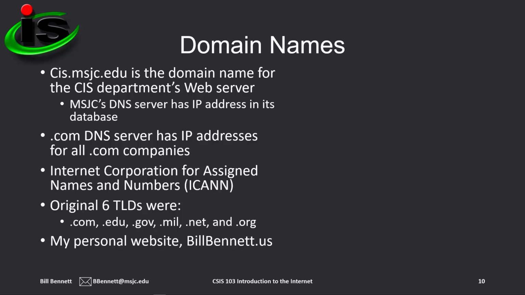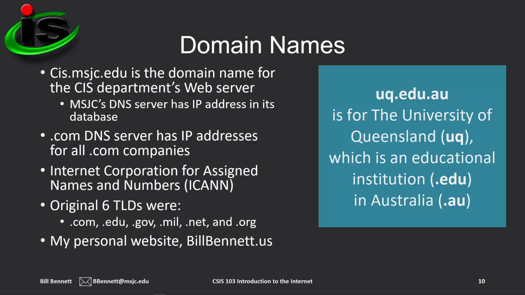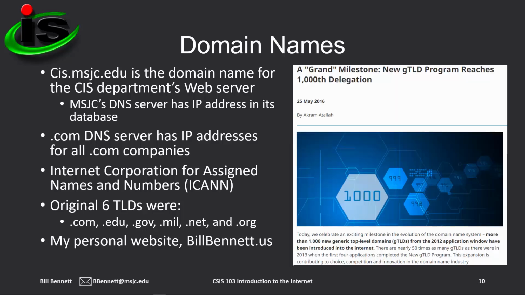Internet host computers outside the United States often use two-letter country domains instead of, or in addition to, the six general TLDs. For example, the domain name uq.edu.au is for the University of Queensland, UQ, which is an educational institution, .edu, in Australia, .au. In May of 2016, ICANN announced a milestone as the number of GTLDs surpassed 1,000.